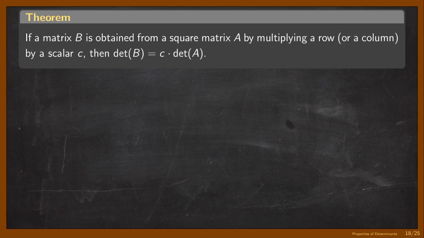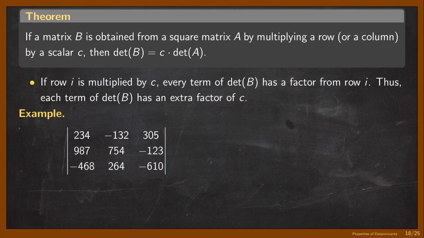Because if you try to multiply a row by c, for example, let's say row i gets multiplied by c, remember that every term in the determinant of the new matrix has to get a factor from that row i. Therefore, every term will have an extra factor of c. Therefore, the determinant will have an extra factor of c.